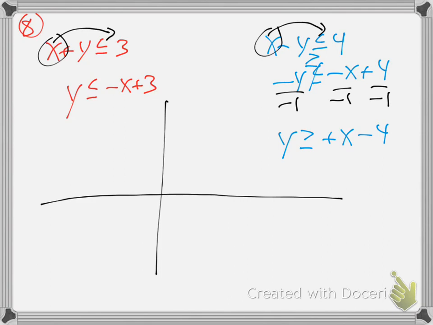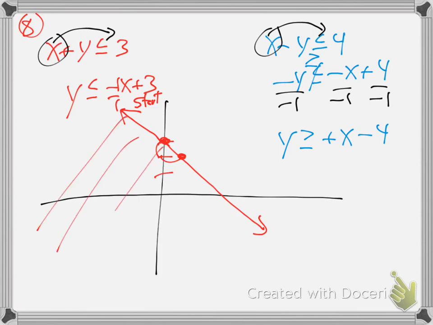Okay, we good? So this one starts at 3. 1, 2, 3. And then he goes down 1 over 1, right? Down 1 over 1. Solid line. And the shading's going to be below him.